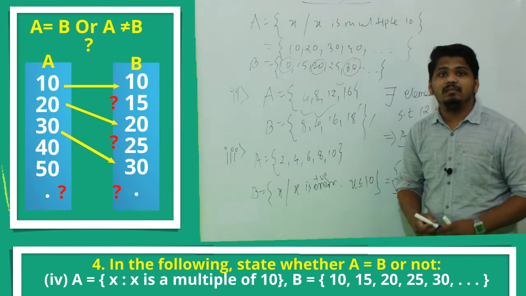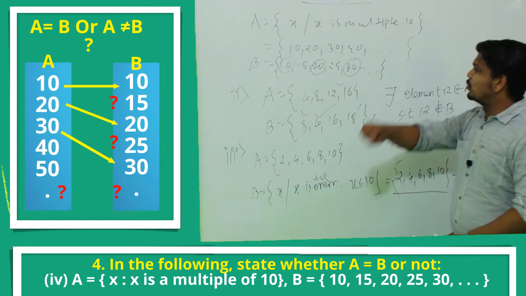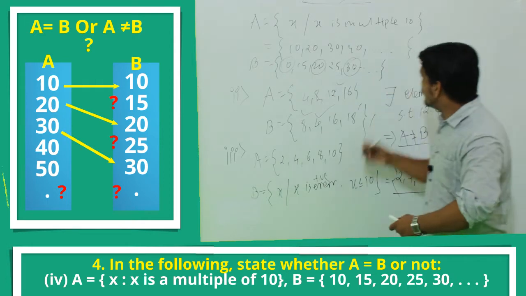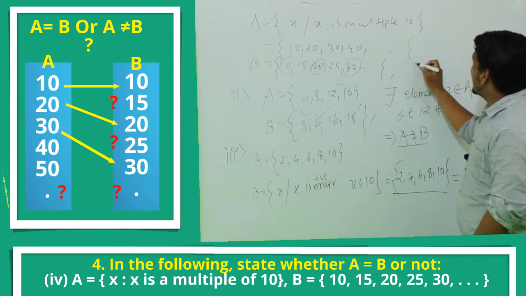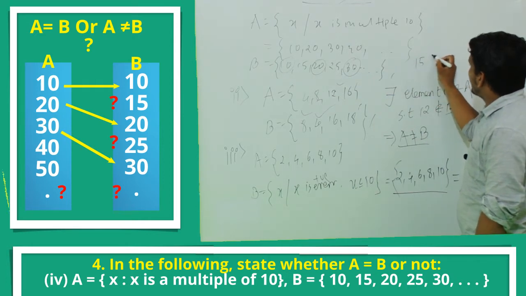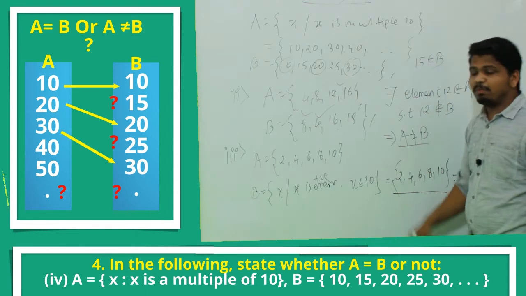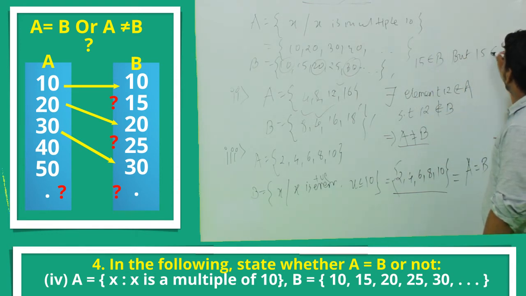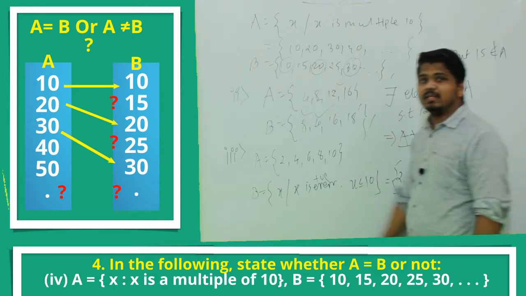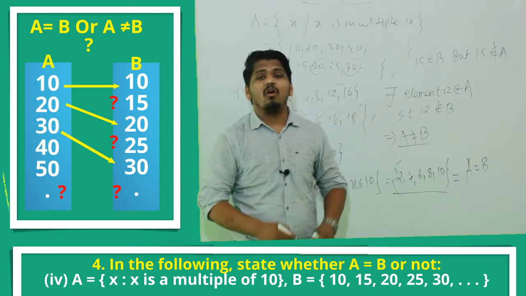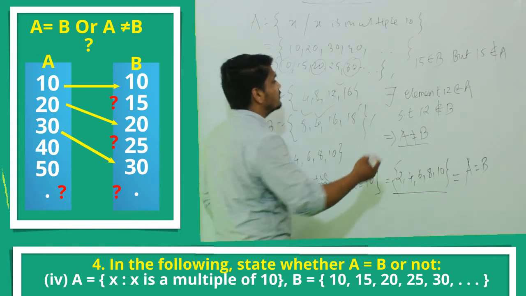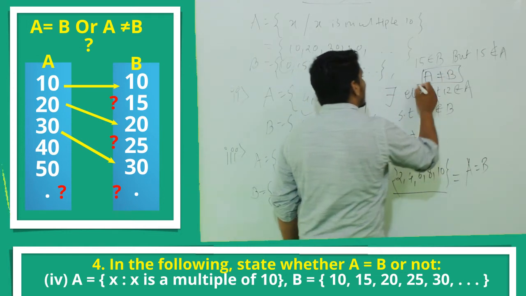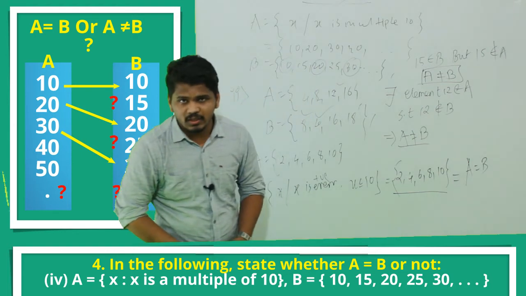But whether they are exactly the same, no, since you have some more elements in B that are not in A. Therefore, 15 belongs to B, but 15 does not belong to A. What this indicates is that the elements of B are not in A, which means A is not equal to B, since there are elements in B that are not in A.